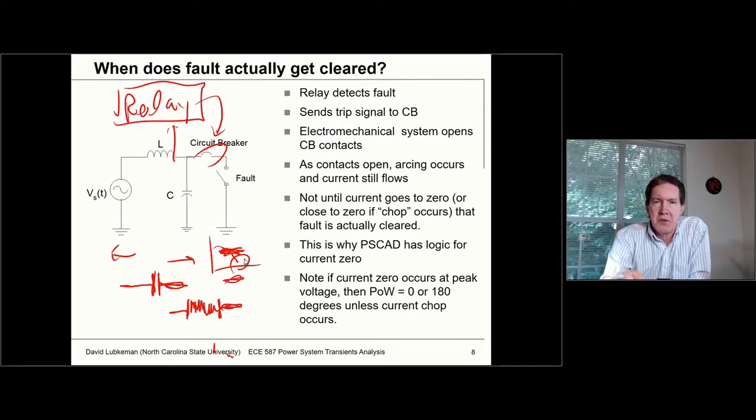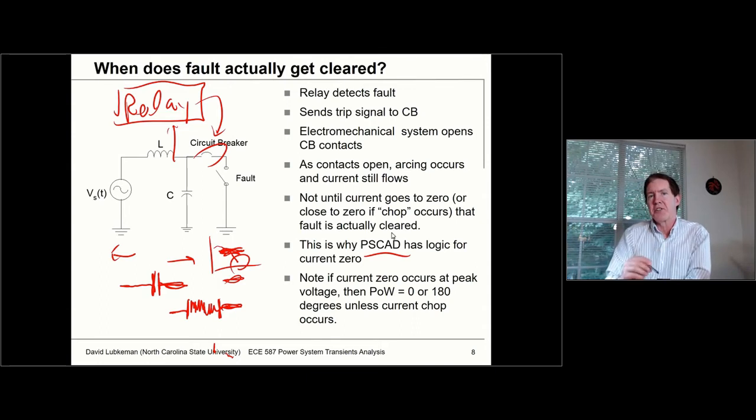So what we're going to do first is take a look at what happens initially if I have the circuit breaker effectively isolated following a 0 crossing. Then later on we'll take a look at current chops, and see what effect they would have. Basically, we're going to see that if I have a lot of inductance in there, that could maybe cause some problems. So anyway, when you look at the circuit breaker model in PSCAD, this is why that circuit breaker has logic in there for current 0.